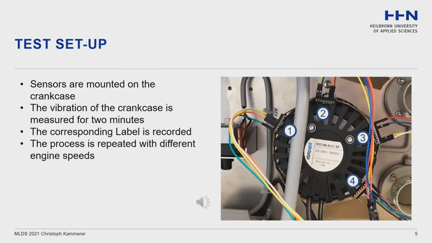The vibration of the motor is measured for 2 minutes with constant speed. The corresponding label for the classification is also recorded. The measuring of the vibration was done in an idle state of the motor and in 6 different rotation speeds.